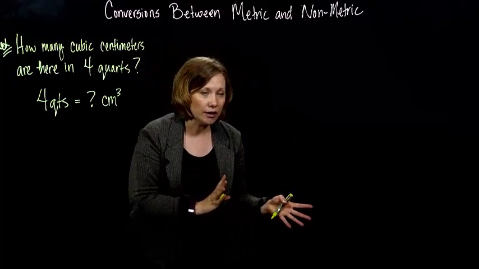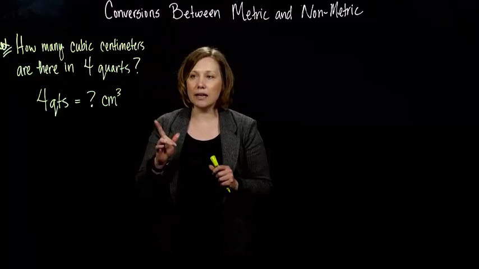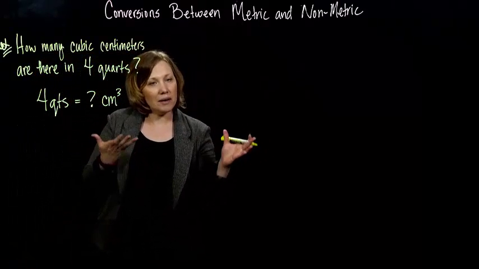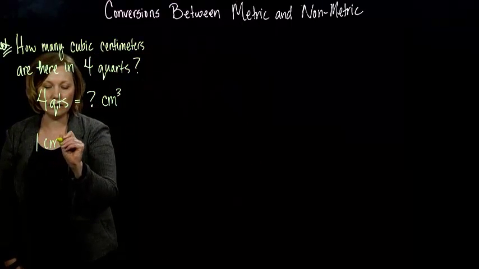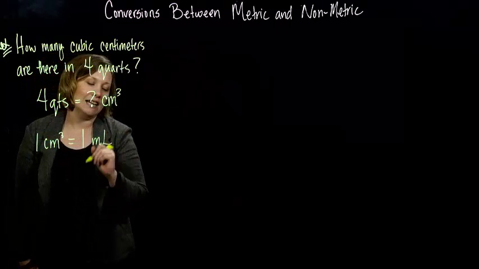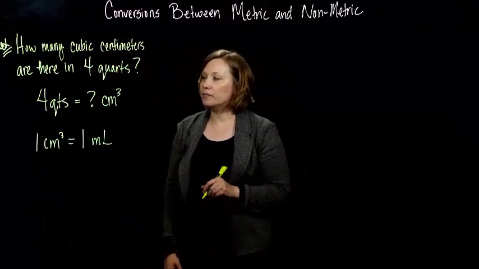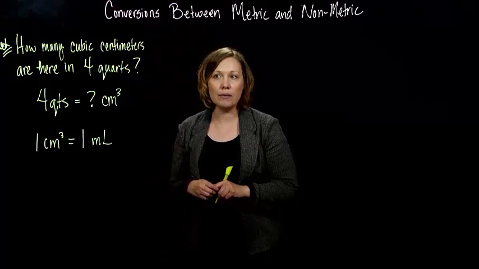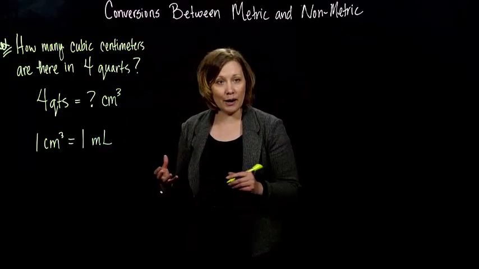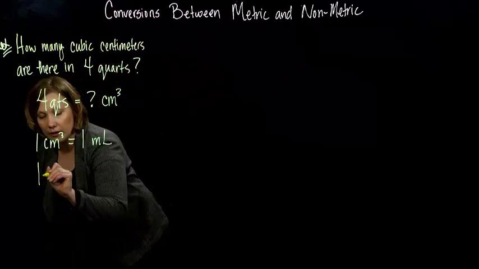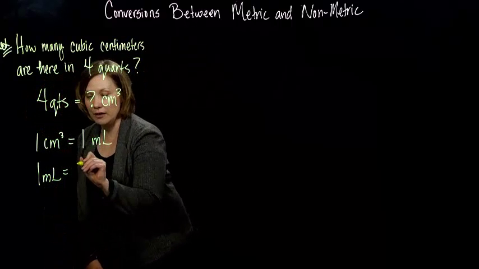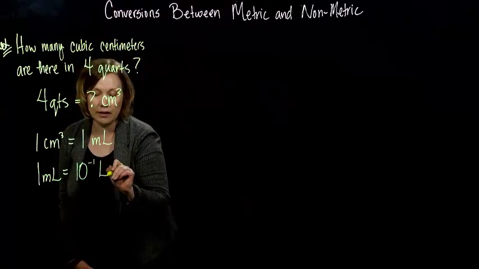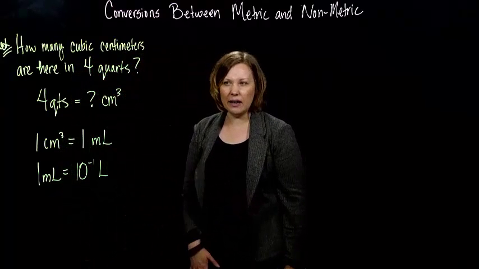And so I look at my little conversion chart, and I see a couple of things. Cubic centimeters, that's kind of weird, but it's actually not too bad because 1 cubic centimeter is the same thing as 1 milliliter. It's kind of just another way to say a milliliter. How many liters are there in a milliliter? Well, we know from our work with the metric system, we pull up that chart, 1 milliliter is the same as 10 to the minus 1 liters. I know that. I might need it, I might not.